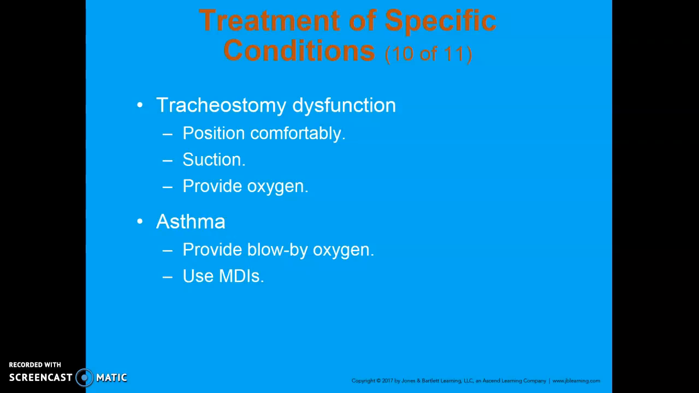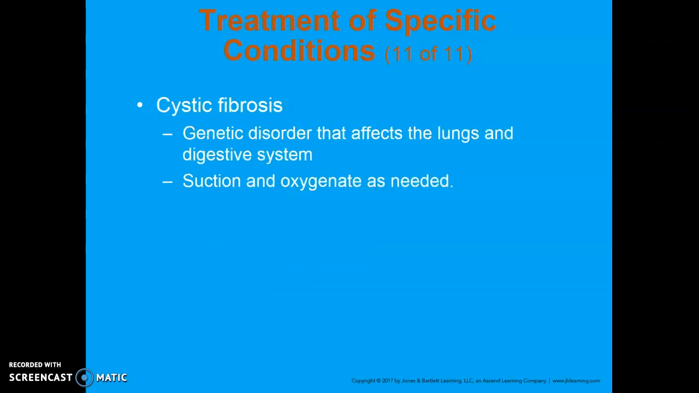Asthma, for children, blow-by oxygen is often going to be more effective than putting a mask in their face because they already feel like they're suffocating. So blow-by, if they'll tolerate an oxygen mask, then you can use that as well. Use your metered dose inhalers with your older patients. Help them administer their own medication. Keep in mind that with any chronic disease, such as asthma, it can be life-threatening in somebody that's older.